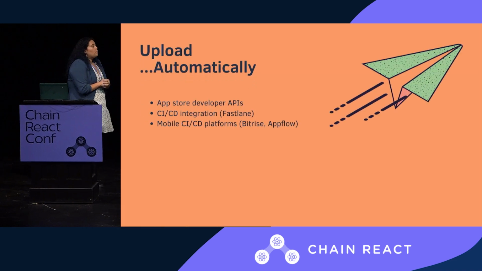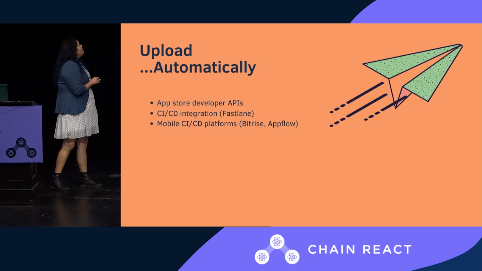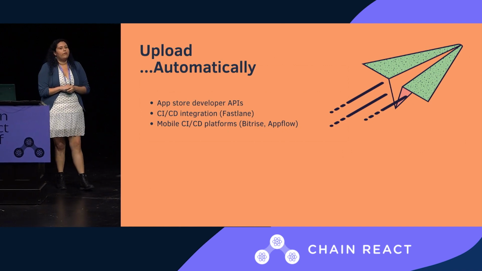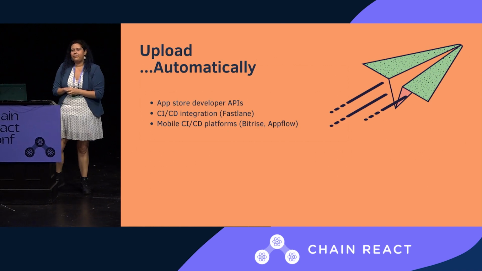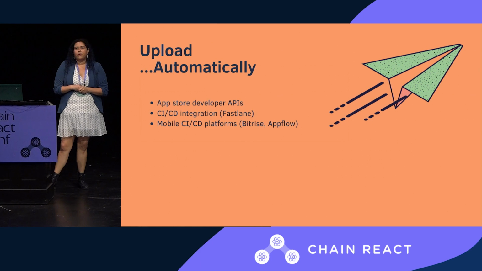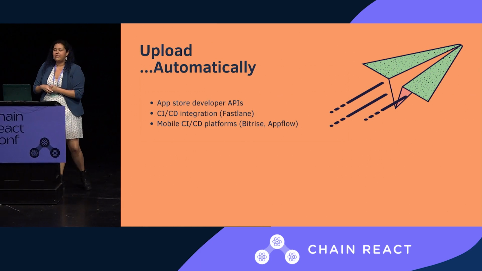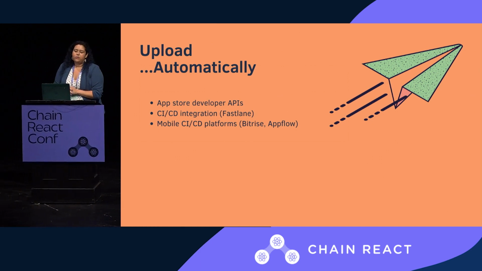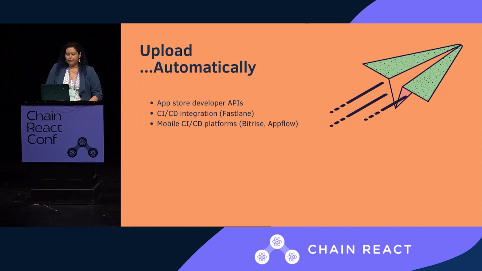So if you do want to automate this process, you have essentially 3 options. Like I said, you have App Store developer APIs that you can integrate with to send that signed bundle. There's also CI/CD integration tools. I mentioned Fastlane earlier for automating your screenshots. You can also use Fastlane to do this. And there's also full-service mobile CI/CD platforms that allow you to upload that process automatically.